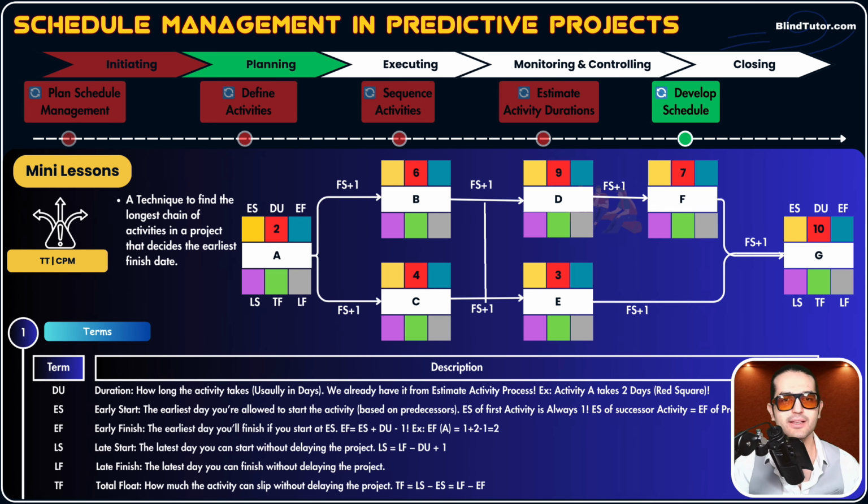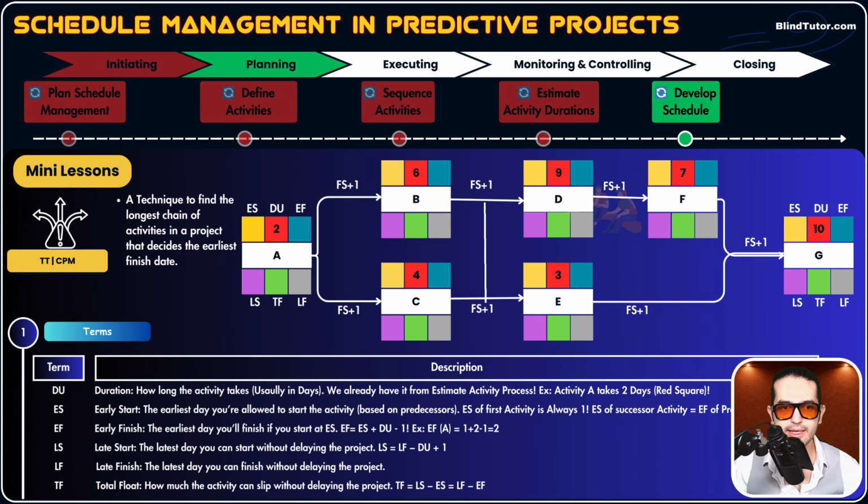It really depends on the project's complexity, size, and preferences. But for this example, and as the most common unit, it is days. So duration means how long the activity takes, usually in days. We already have it from the estimate activity duration process. For example, activity A takes 2 days. So all of those red squares in the top middle are called durations, and we know the duration of all activities.